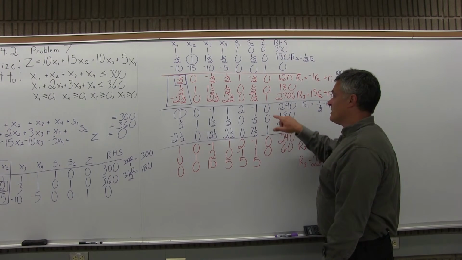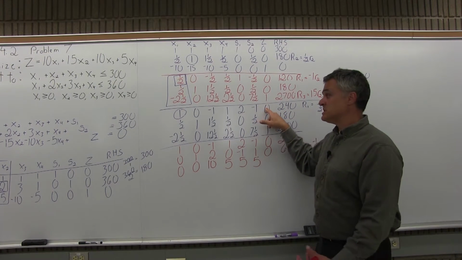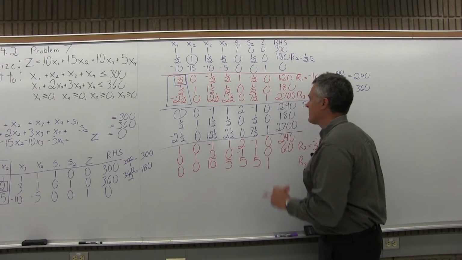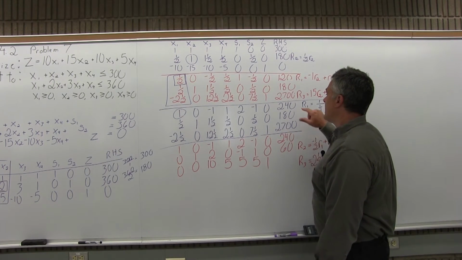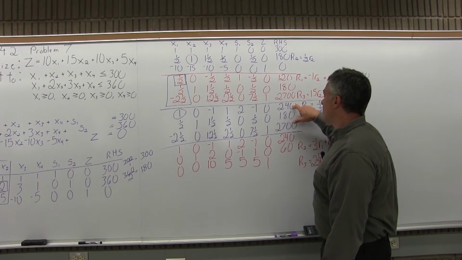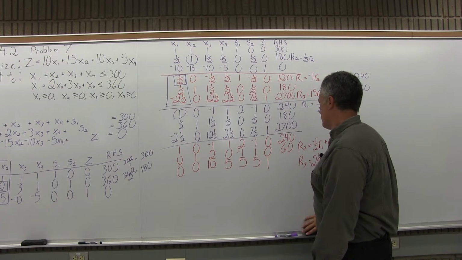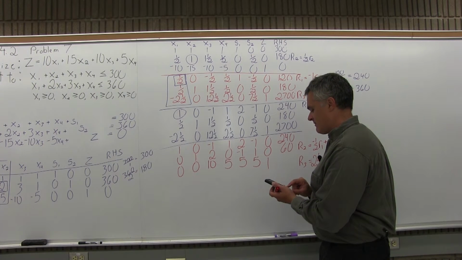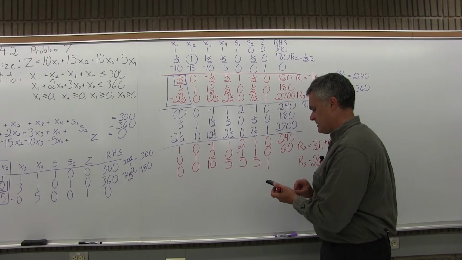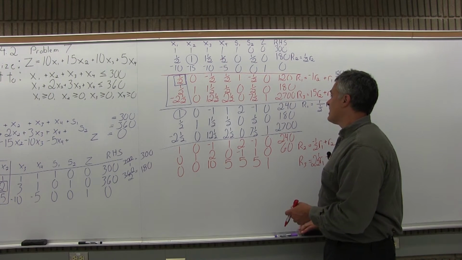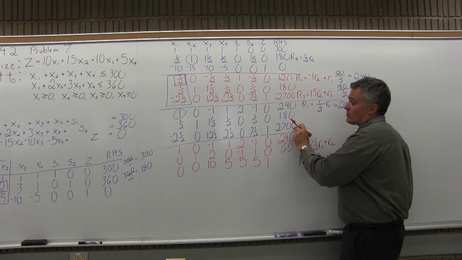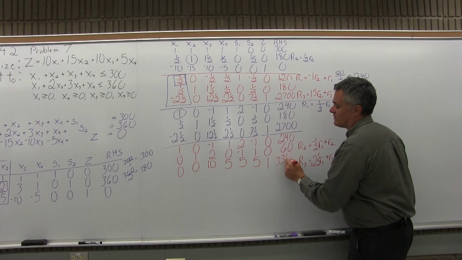In the z column, 2.5 times row 1 is 2.5 times 0. That's 0. Add that to row 3, so I'm going to add 0 plus 1. Gives me a 1 in the z column. And finally, in the RHS column, 2.5 times 240. I think that's 600. Let's check it. 2.5 times 240 is 600. You're going to take that 600 and add it to row 3. So you're going to add 600 plus 2,700, which gives me 3,300.